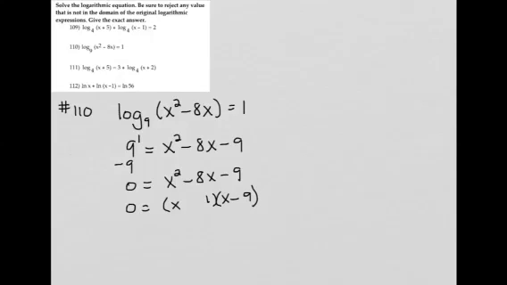And it should be a minus 9 and a plus 1. So we get x equals negative 1 and x equals positive 9. So again, two solutions. Let's check both of them.